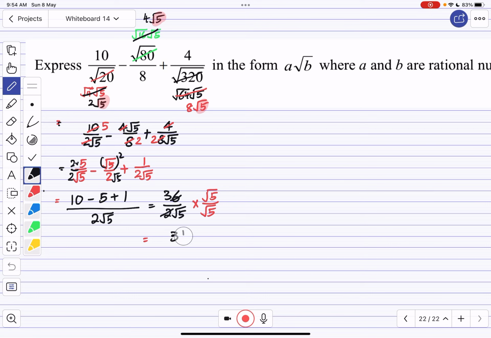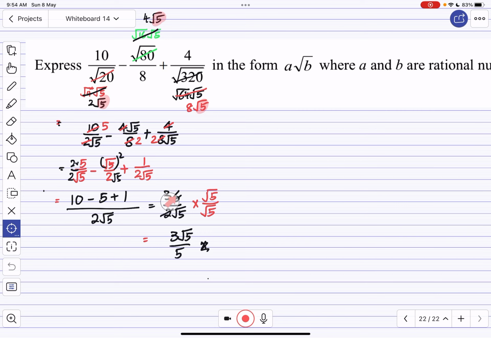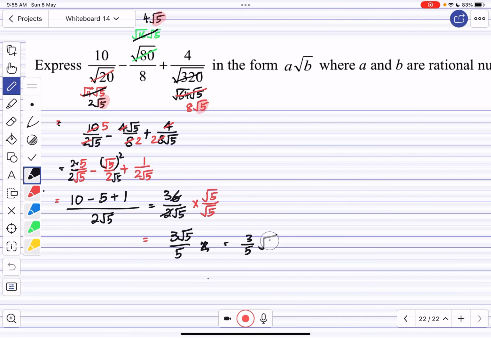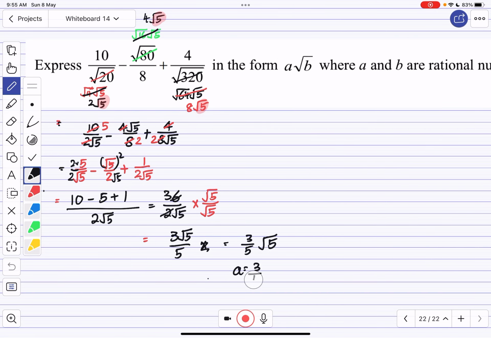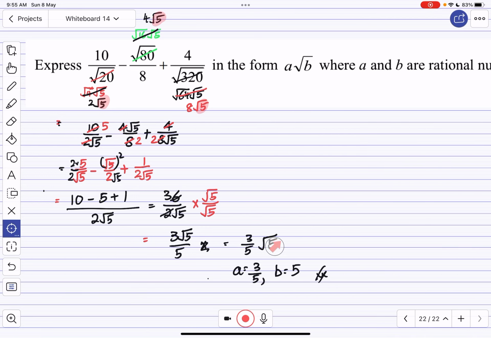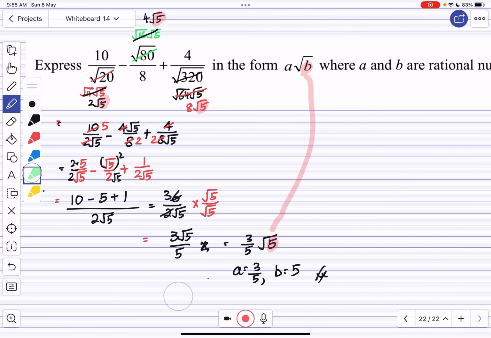Remember that we always have to make sure that our denominator doesn't end up as an irrational term. Right? So square root 5 times square root 5 gives me a 5. 3 square root 5 is here. So I can see this as the form of 3 over 5 square root b, square root 5. And comparing it to this, you can conclude that a is equal to 3 over 5, b is equal to 5. Okay, just by comparing.